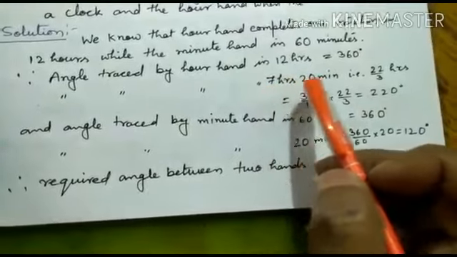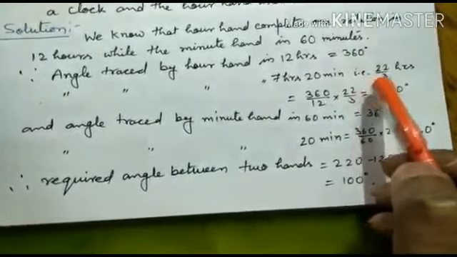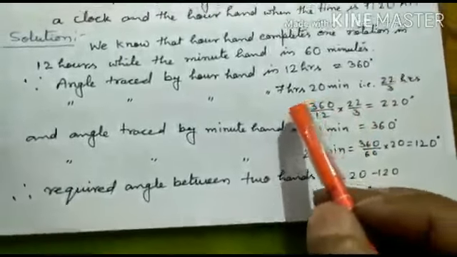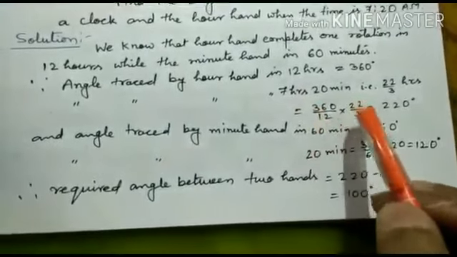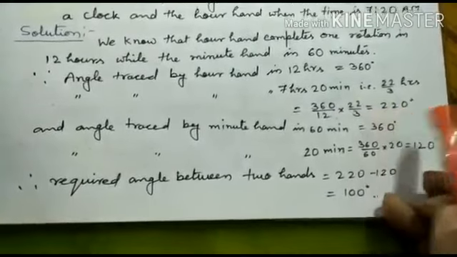Hence in 7 hours 20 minutes, that is 22 by 3 hours, it will become 360 upon 12 into 22 upon 3, that is equal to 220 degrees.